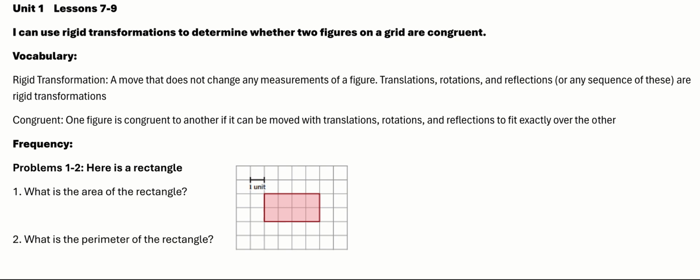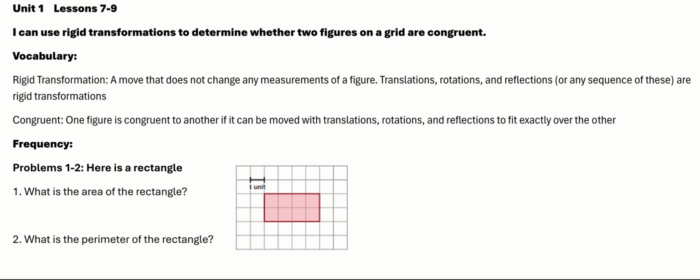Rigid transformation is a move that does not change any measurements of a figure. Those are translations, rotations, and reflections, or any sequence of these are rigid transformations. So I can do translation, reflection. It's still a rigid transformation.